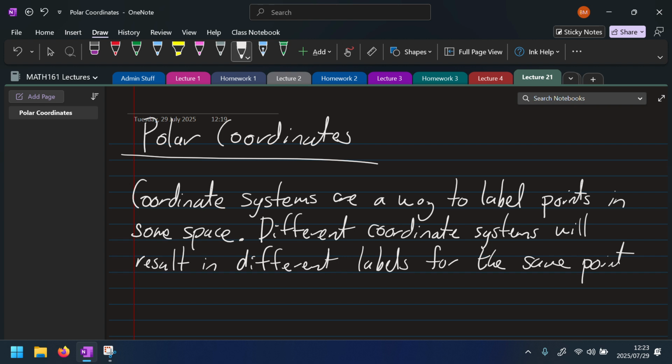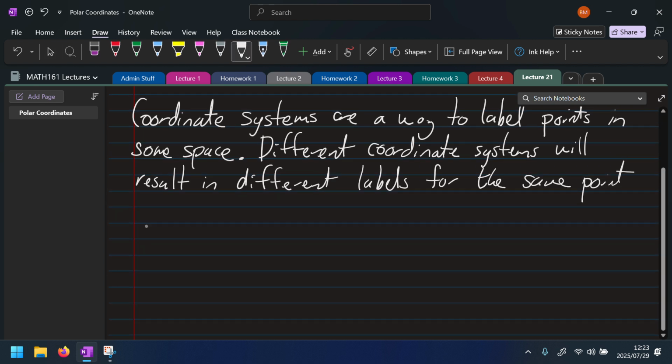So you can have some points in space. If you use one coordinate system, you label it one way. If you use a different coordinate system, you're going to label it a different way, right? So same point, two different labels. So let's have a look at an example of this.